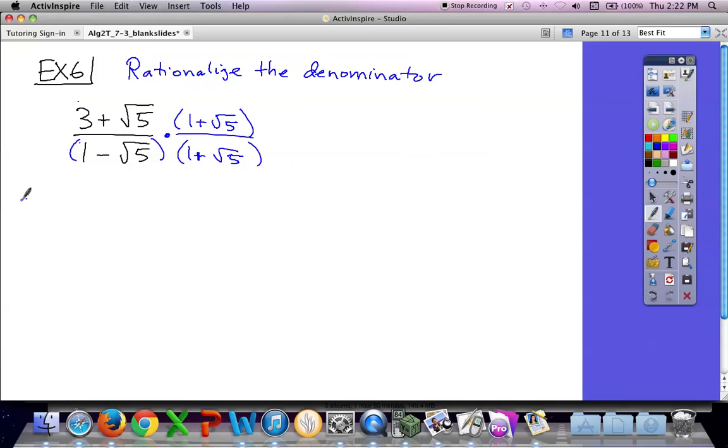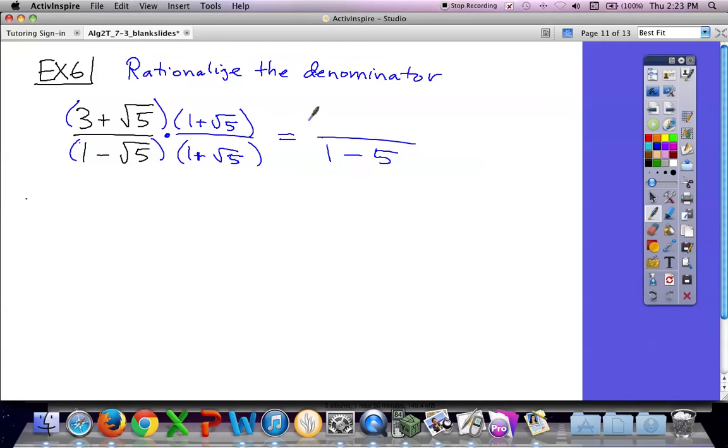Okay. So now, in the numerator, it's a FOIL, right? You just have to FOIL them all. In the denominator, this is multiplying conjugates, which we know is not really a full FOIL. It's just the first terms minus the last terms. So this will be 1 minus 5 in the denominator, right? 1 times 1 minus the square root of 5 times the square root of 5.